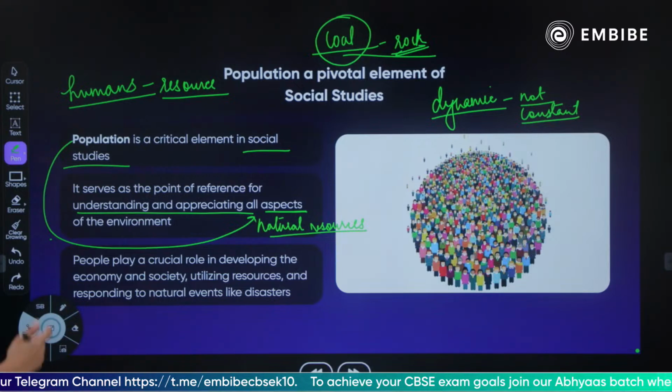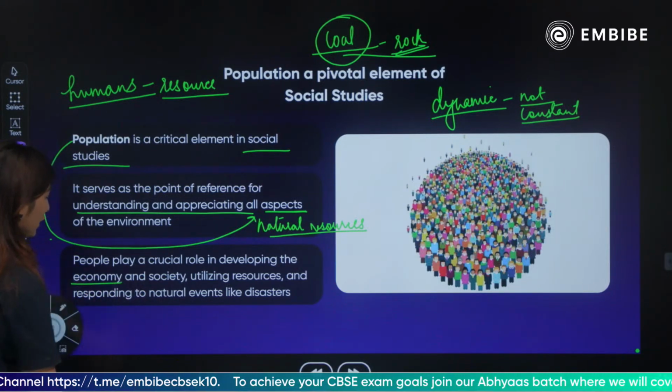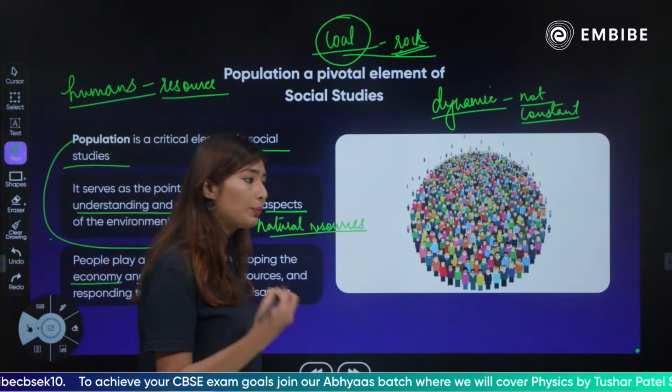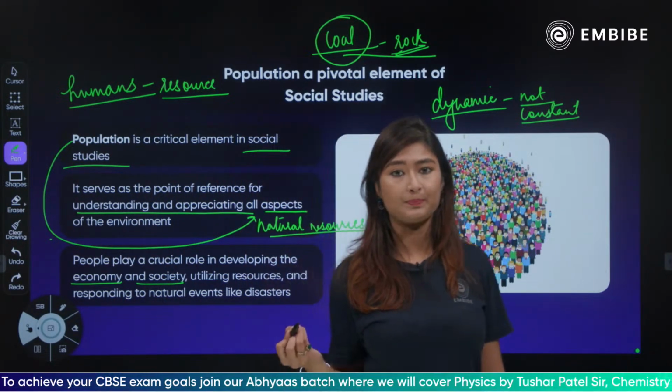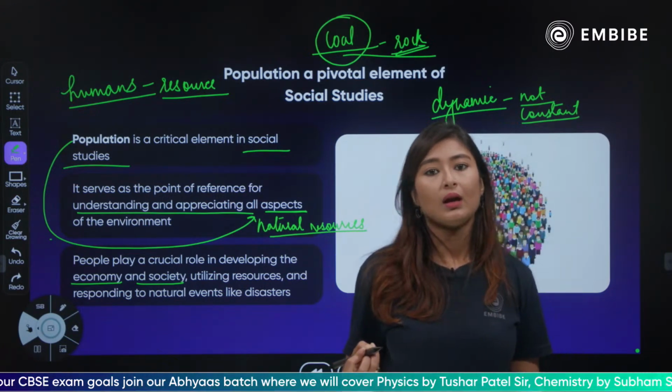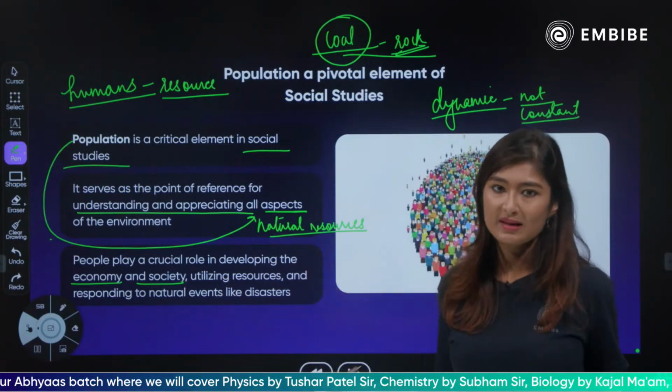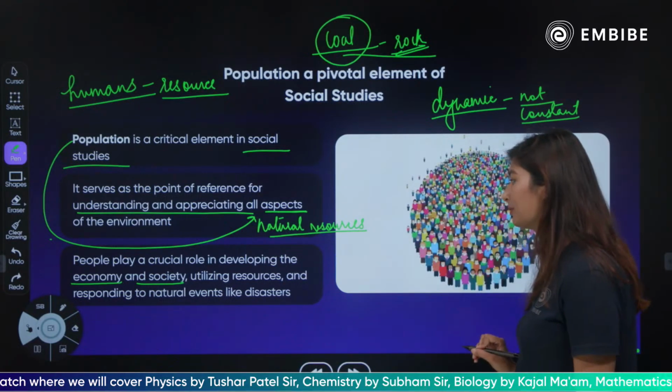It is the people who play a very important role in development of economy, in development of society. Without people, there is no society. Without people, there can be no economy. Okay? Tasha, you will see how is it not constant. We have just started. The whole chapter is about it. You will get the answer to that question.